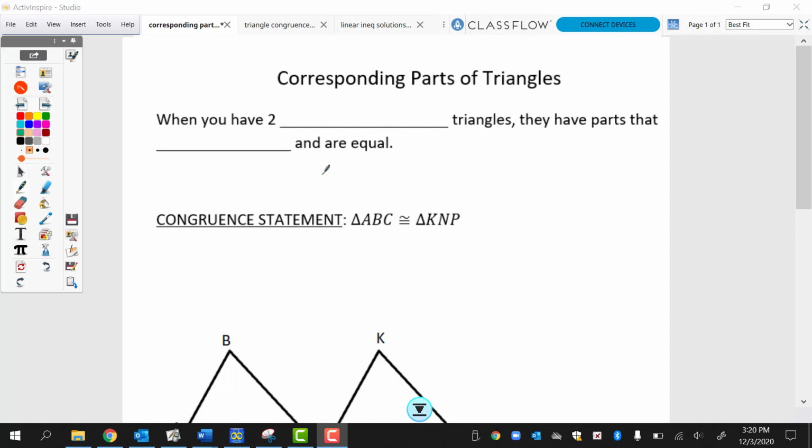Okay, so we have been talking about triangles for a long time. So now we're going to talk about when you have two triangles that are equal to each other. So right here it says when you have two congruent triangles, congruent is just a fancy word for equal. So if you have two congruent triangles, they have parts that match and are equal. So if they're equal triangles, then different parts of the triangles are equal, and we should be able to figure out which ones are the ones that go together.